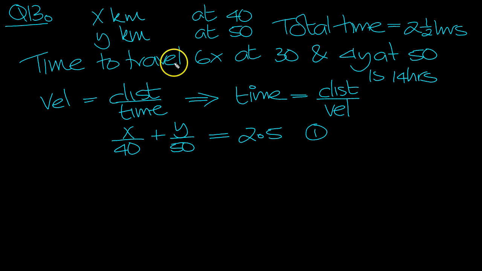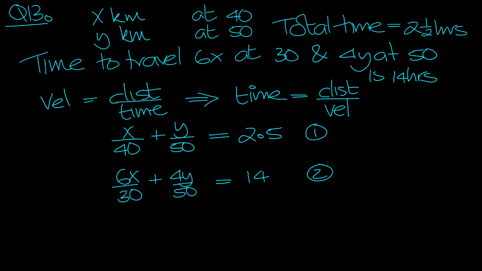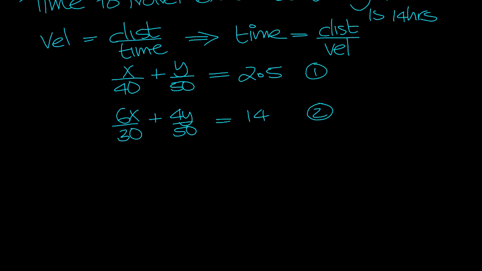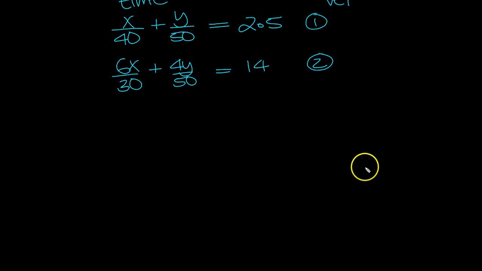Right, now the time to travel 6x at 30 and 4y at 50. So travel 6x over 30 and then 4y over 50. That'll be the time for that, wouldn't it? And that total time is equal to 14. So we got our simultaneous equations then, haven't we? Let's turn our attention to these then.